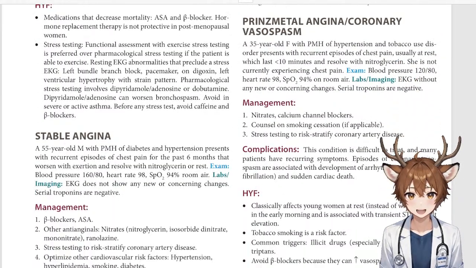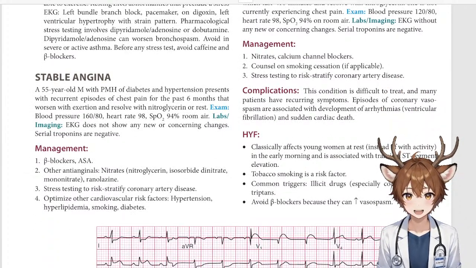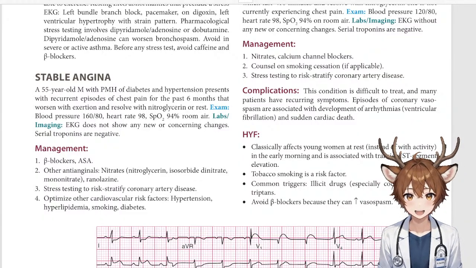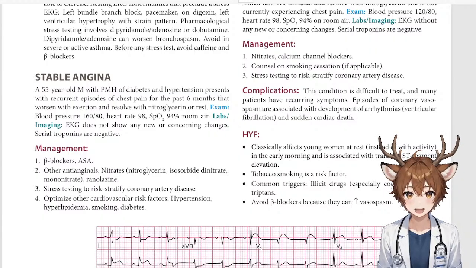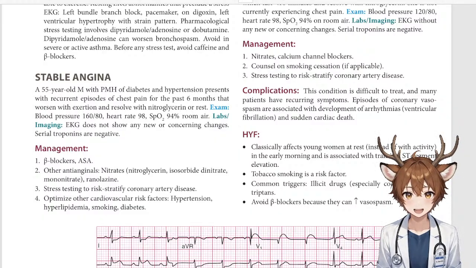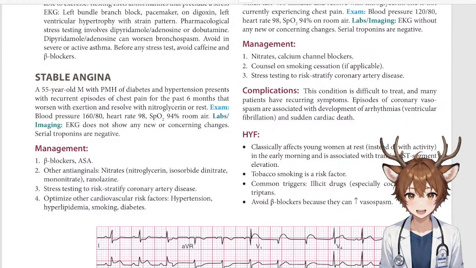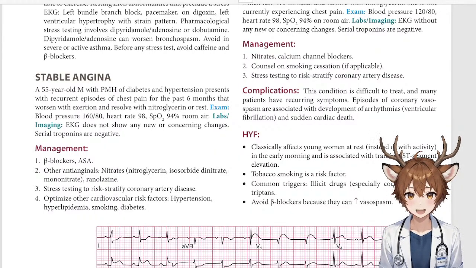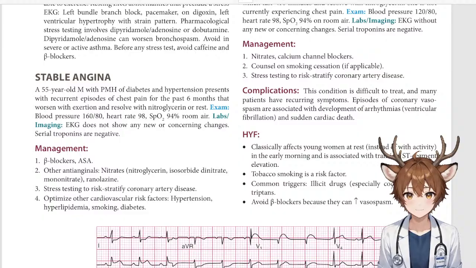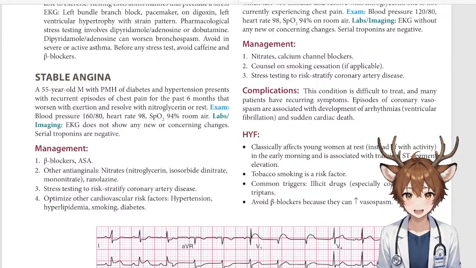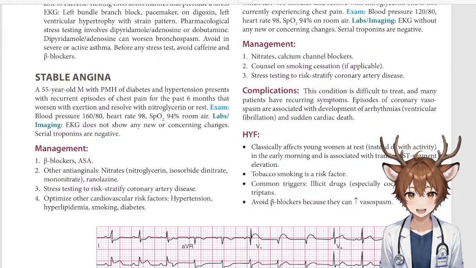Okay. What about stable angina? A 55-year-old male with a past medical history of diabetes and hypertension presents with recurrent episodes of chest pain for the past 6 months that worsen with exertion and resolve with nitroglycerin or rest. Exam: blood pressure 160/80, heart rate 98, oxygen 94% on room air. Labs and imaging: EKG does not show any new or concerning changes. Serial troponins are negative. So EKG is basically normal-ish, right, unlike the unstable angina. And the serial troponins are negative, like unstable angina, because this is an angina, not an MI. Well, how do we manage this stable angina here?